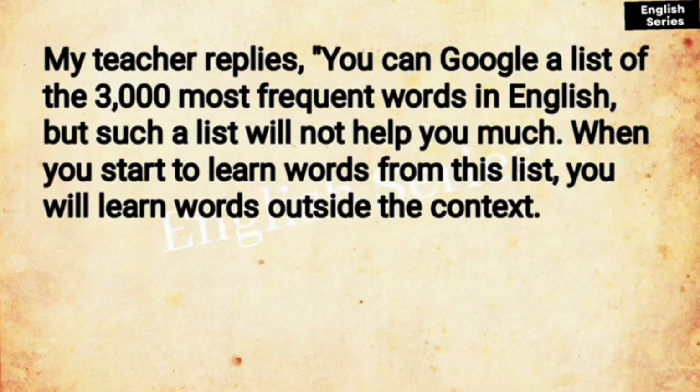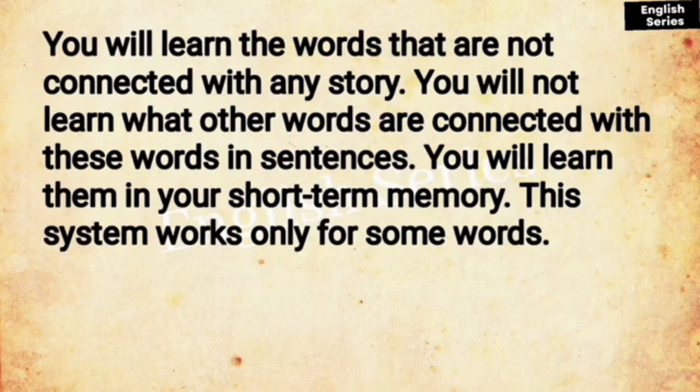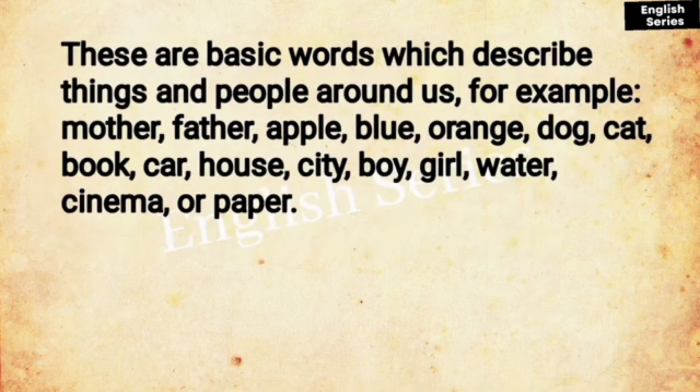My teacher replies, you can Google a list of the 3000 most frequent words in English, but such a list will not help you much. When you start to learn words from this list, you will learn the words outside the context. You will learn words that are not connected with any story. You will not learn what other words are connected with these words in a sentence. You will learn them in your short-term memory. This system works only for some words. These are basic words which describe things and people around us.